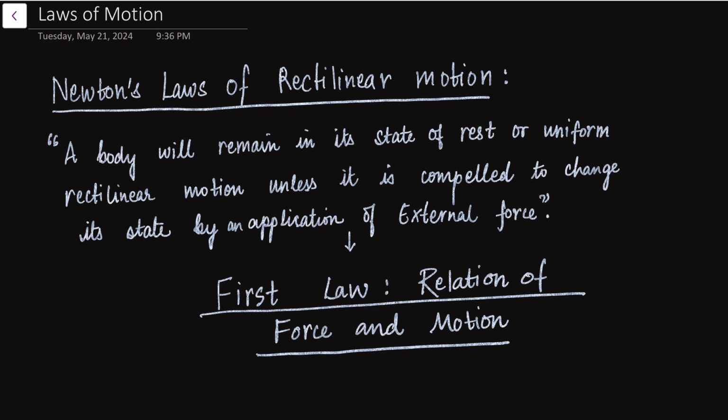Newton later formulated this law as: a body will remain in its state of rest or uniform rectilinear motion unless it is compelled to change its state by the application of an external force. This means that if the vector sum of all the forces acting on a particle is zero, then the particle remains unaccelerated. That means it could be at rest or move with a constant velocity.